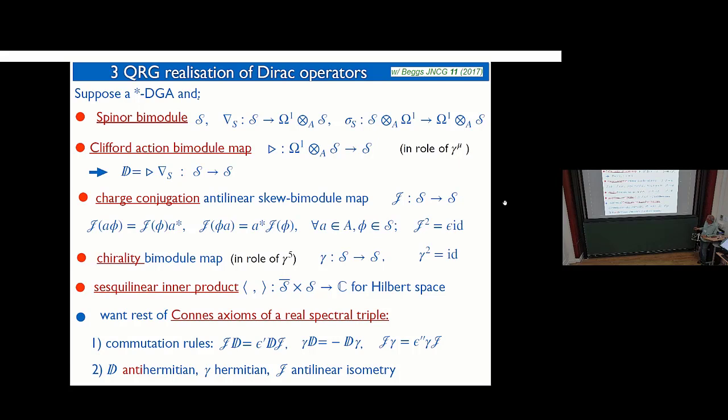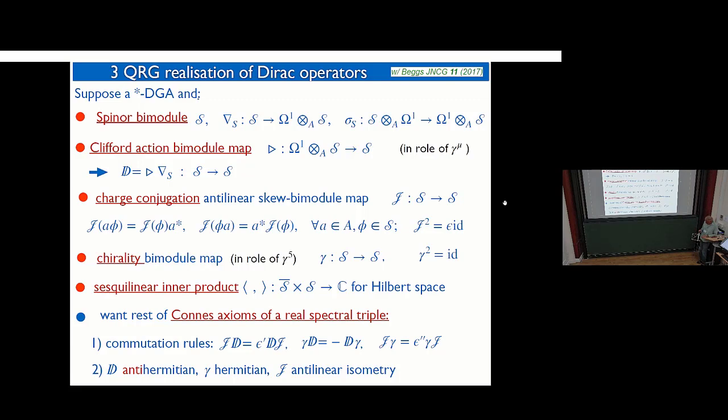So there are some signs here, epsilon prime and epsilon double prime. They do form a pattern, and I like them to form a certain pattern. The only thing I should tell you is that because our J, our D, is going to be anti-Hermitian, epsilon prime is minus the sign that Alain would use. The reason for that is that in geometry, the natural operator, gamma mu d by dx mu, is actually anti-Hermitian.